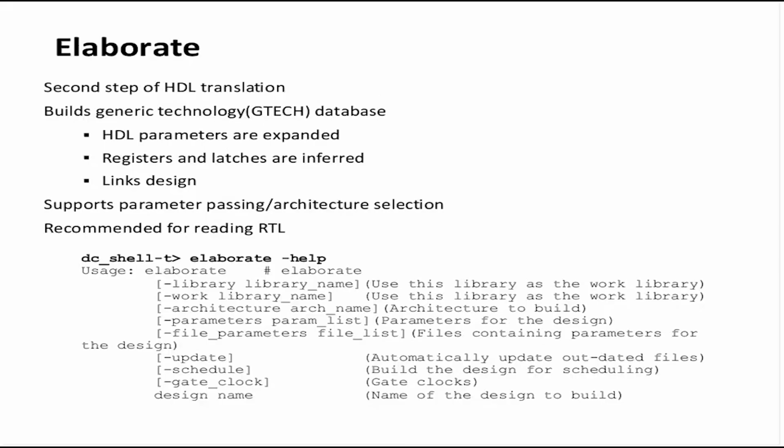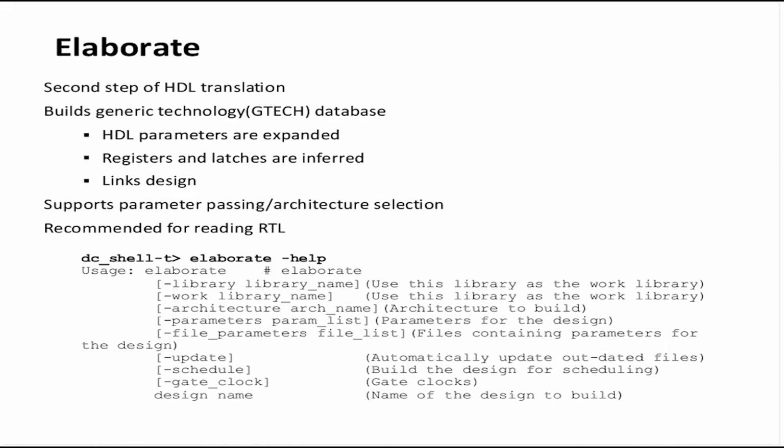The second command is elaborate. It is the second step of HDL translation. Elaborate will actually build the GTECH database. So after you have read in the file using analyze, elaborate will start the mapping, or rather translation, of your code into GTECH.